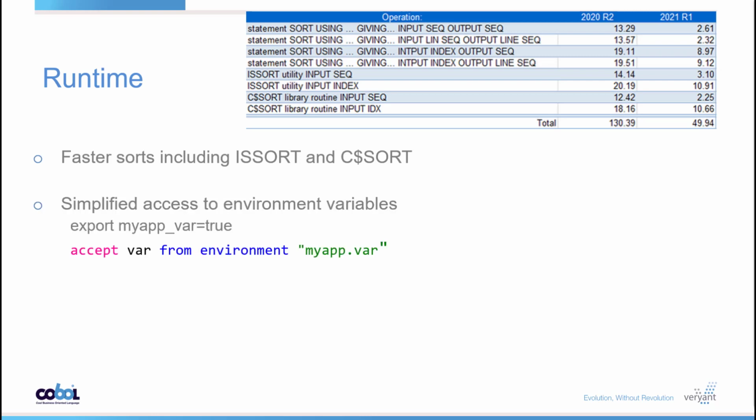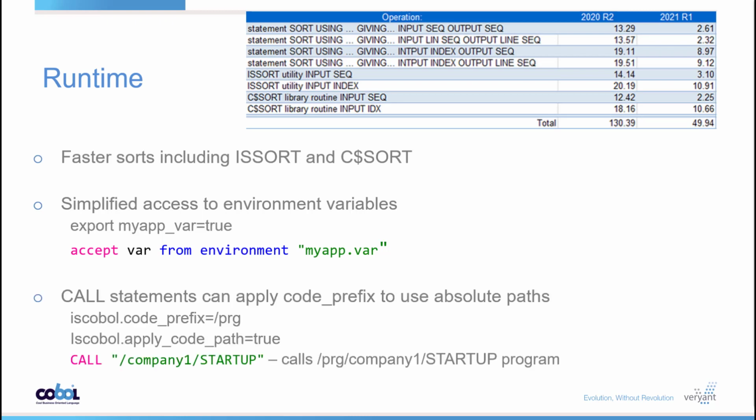Setting Iscobol properties in the external environment instead of your configuration file used to be a problem because there are periods in the properties and periods aren't allowed in environment variables. In 2021 R1, you can replace the periods with underscores when you set them in the environment, and the runtime will convert them to periods as part of the accept from environment statement. This apply code path variable is new. It applies the code prefix to absolute paths as well as the standard relative paths. The example here adds /PRG to the absolute path in the call.